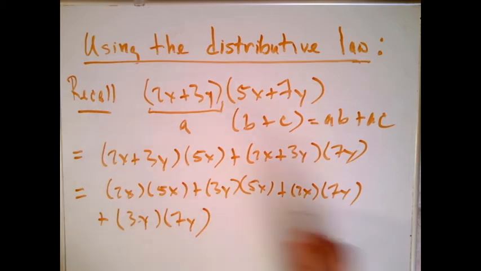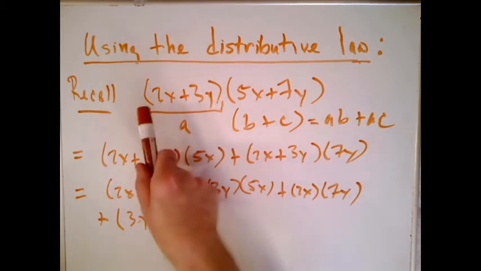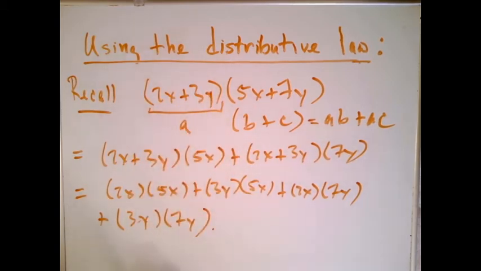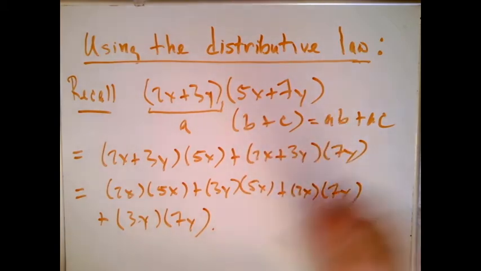And you can see this is actually identical to the formula we would get for FOIL. But FOIL is not a property, but using the distributive law twice is. Very, very important. As long as we have a distributive law, we can multiply things like 2x plus 3y times things like 5x plus 7y.